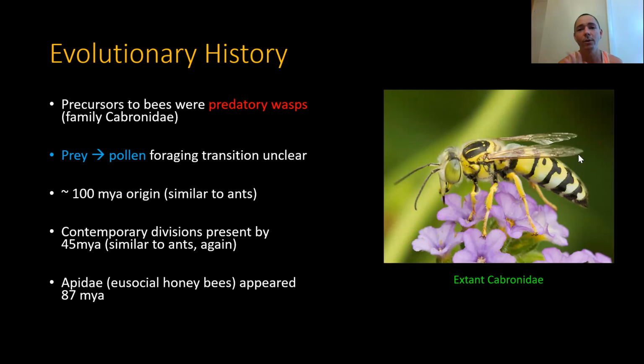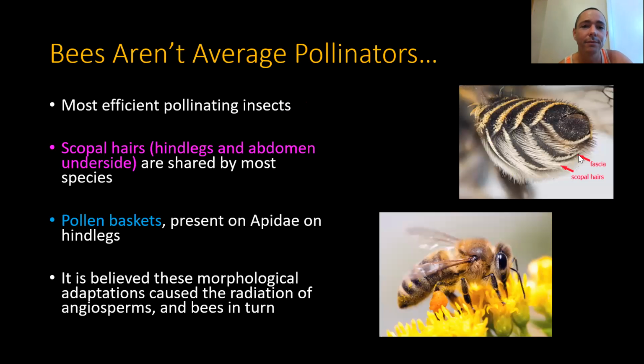So Apidae, which is the most famous family of bees, like Apis mellifera, the honeybee, probably the most famous insect apart from maybe ladybugs on Earth, appeared about 87 million years ago.